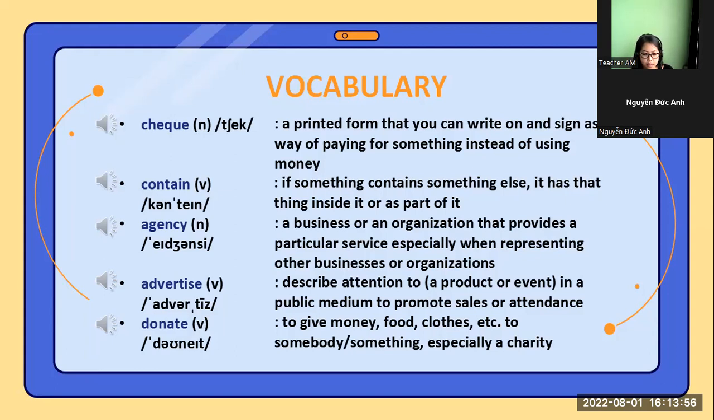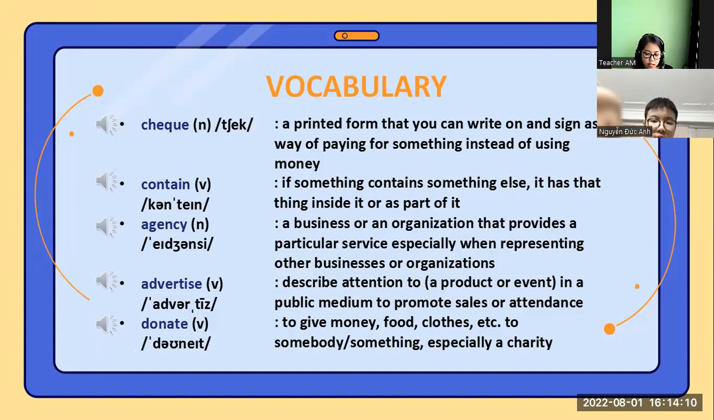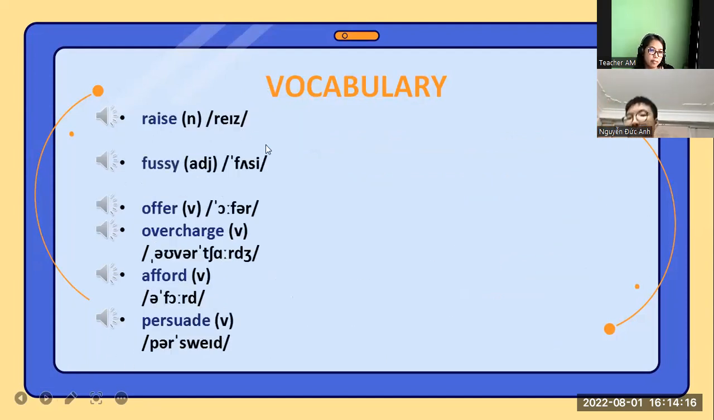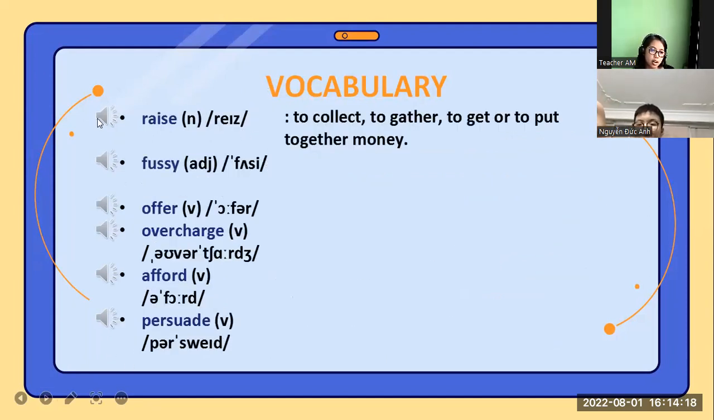No, I don't have any question. Okay, so now I want you to repeat all the words we have. Check. What else? Agency, faculty, donate. Very good. So now we have the next words.